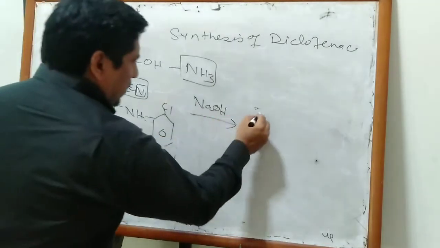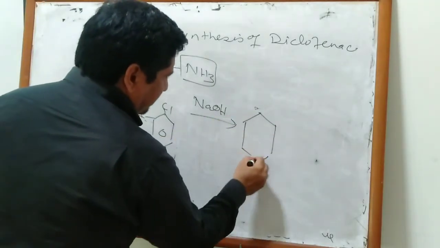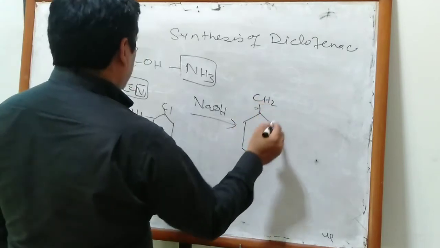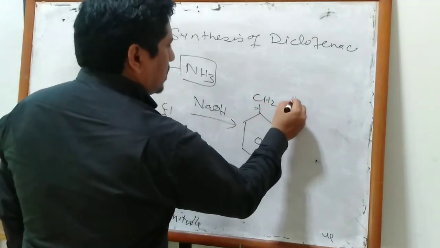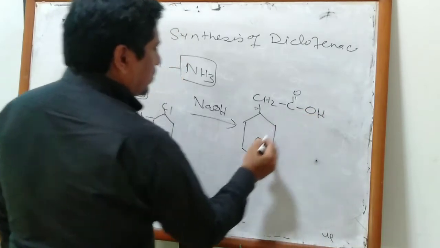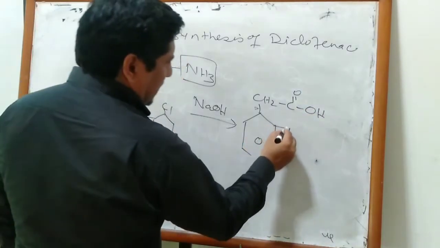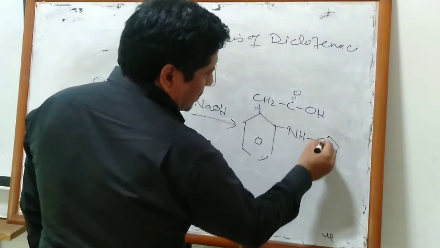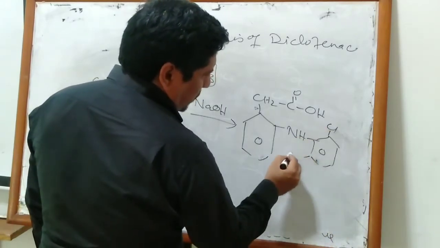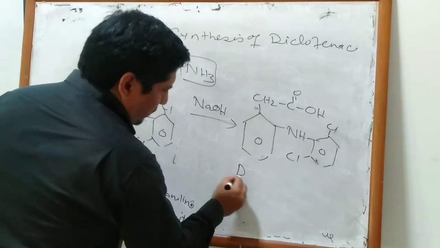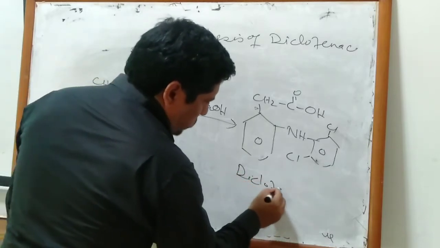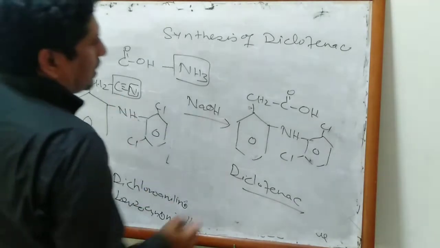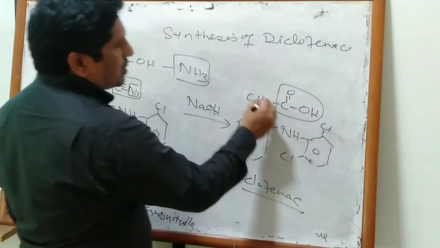So your new product will be formed as CH2, C double bond OH, ammonia will be removed as a byproduct, that is the amino bridge, that is 2,6-dichloro, that is your diclofenac. That is how the cyano group is converted into a carboxylic group.